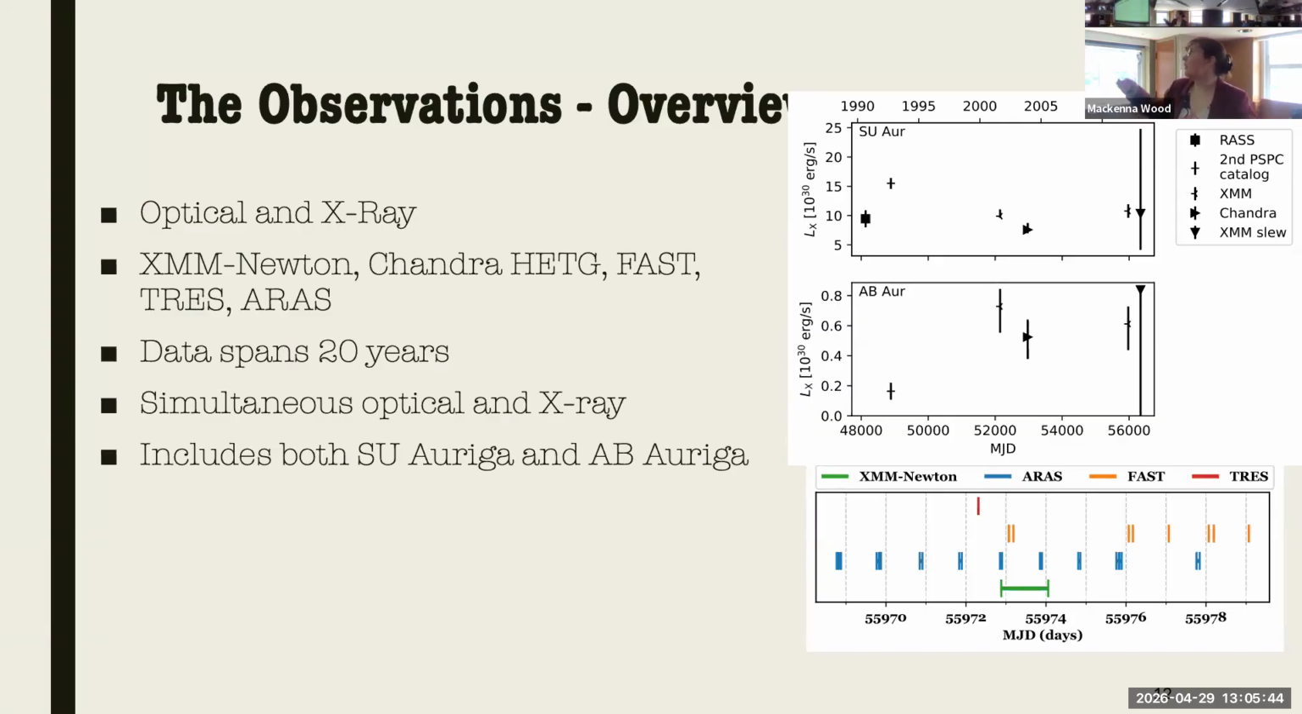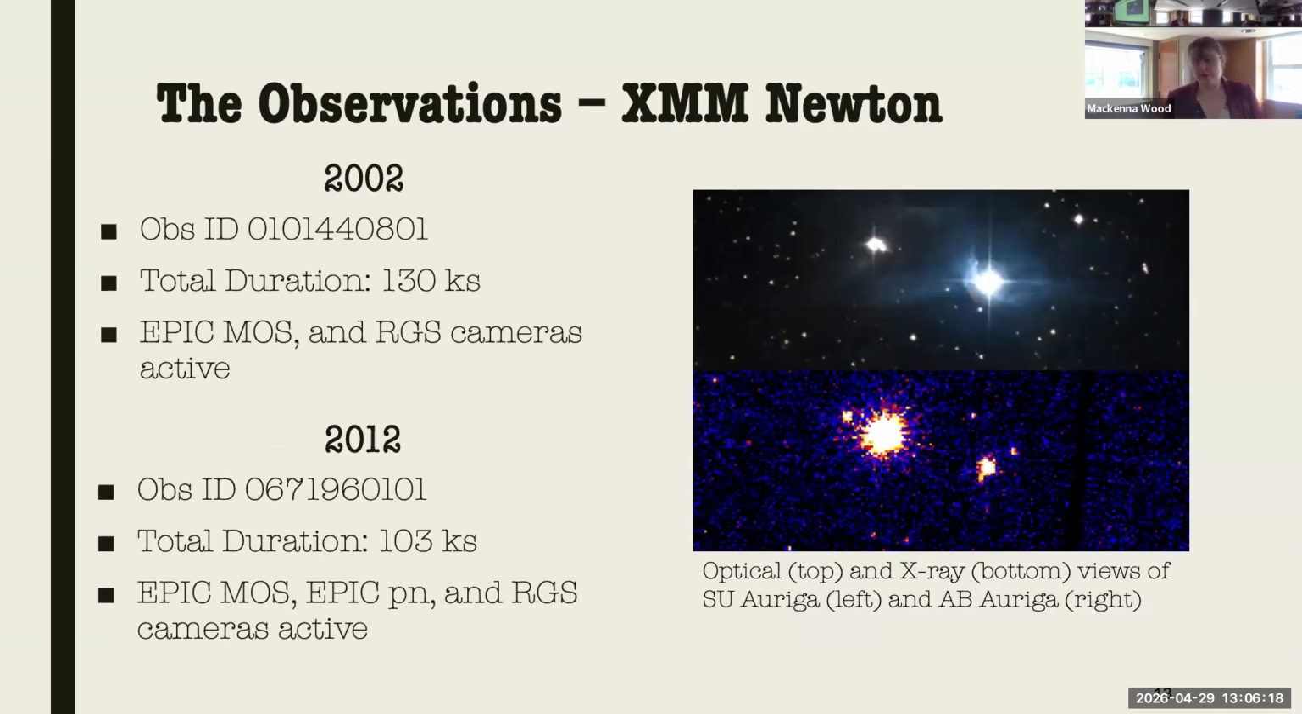this top plot is the long plot. Okay. We've got data from the 1990s up through 2012 in the long term, and then looking specifically at the 2012 data, we have data from XMM Newton and then 3 different optical telescopes which span a couple of weeks and include a few simultaneous observations. And because both SU Auriga and AB Auriga are very close together on the sky, all of these observations include both of those stars. We can fit them in the same field of view for all of our telescopes.